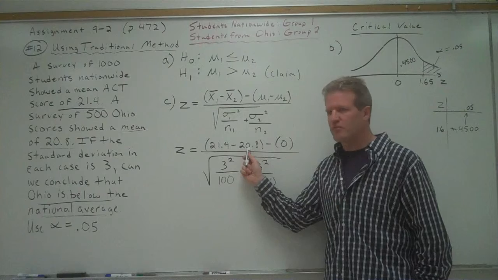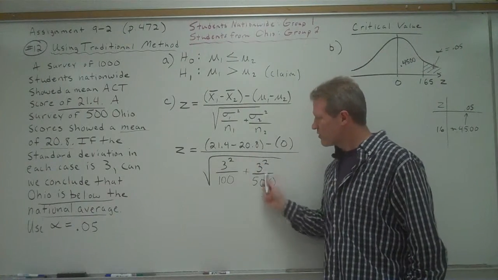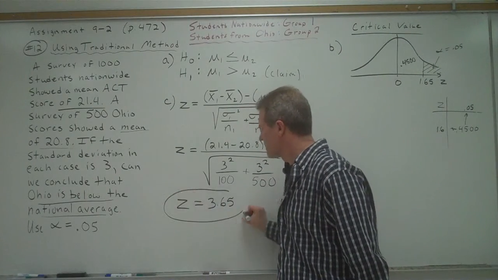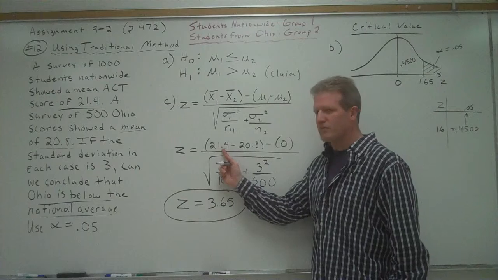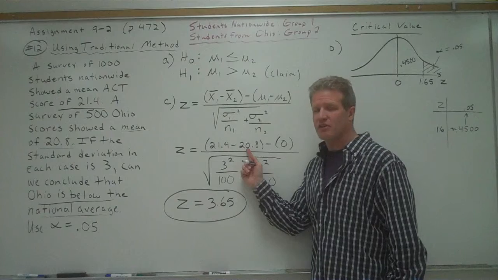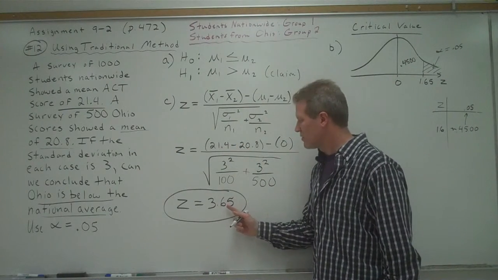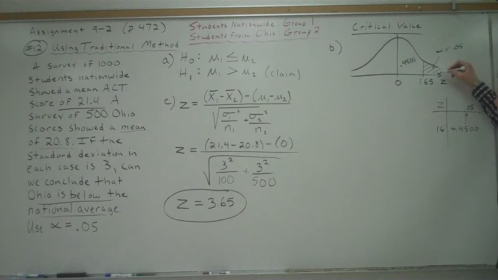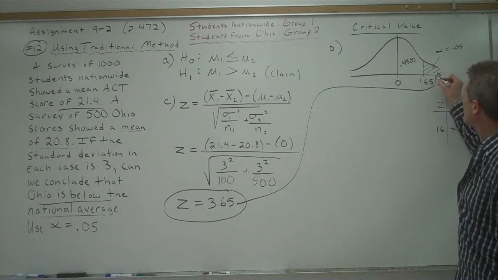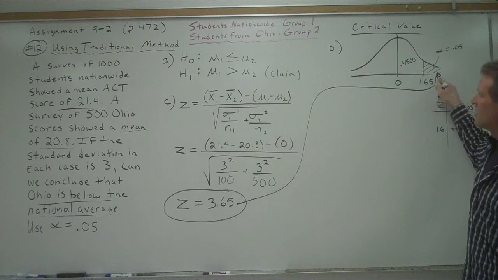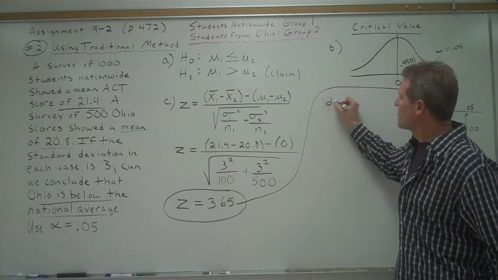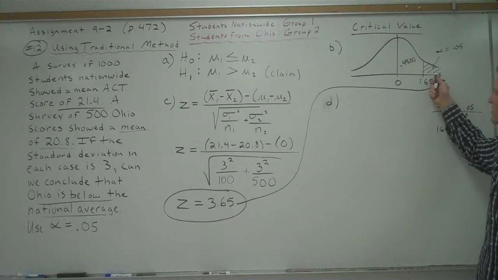Type that in the calculator. Take 21.4 minus 20.8, which would be 0.6, then divide by this quantity, our z-score, our test value, comes out to 3.65. Meaning that 21.4 is 3.65 standard errors higher than 20.8. So is that a statistically significant difference? Well, we look up here for 3.65. 3.65 would be to the right of 1.65. It would be in the rejection region. So step D would definitely be to reject the null, because our test value is in the rejection region.